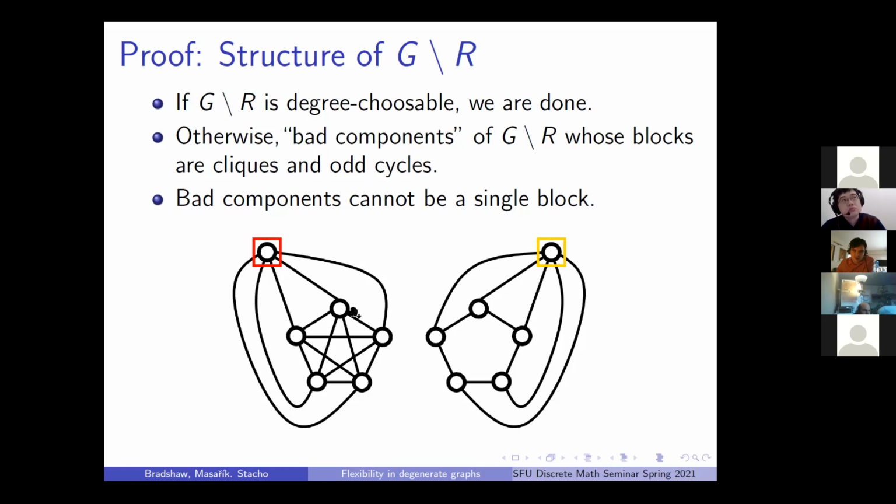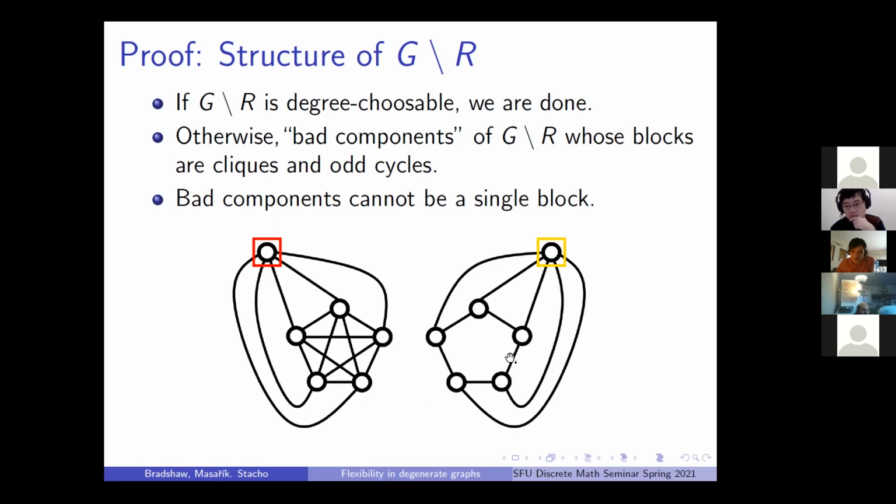However, we can show that if it's a clique, it must be a K delta, and it must have a single neighbor in R adjacent to all of its vertices. But in this case, this K delta plus the single neighbor in R would give us a K delta plus 1. And we are not allowed to have a K delta plus 1 in our graph because that would have to be the entire graph, and we ruled out that case in our hypothesis. We're considering all graphs except for the clique K delta plus 1. So we can't just have a single clique as a component of G minus R.